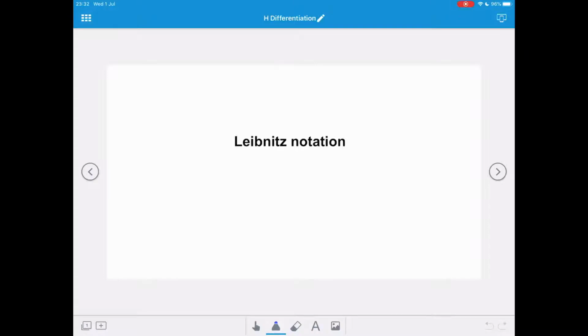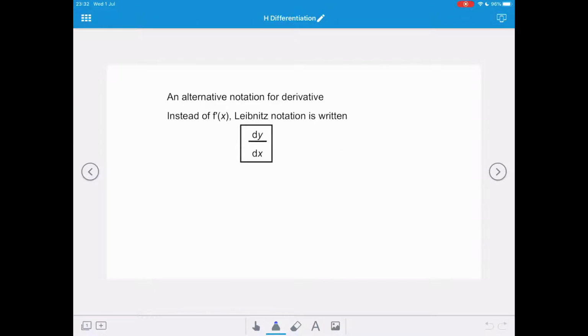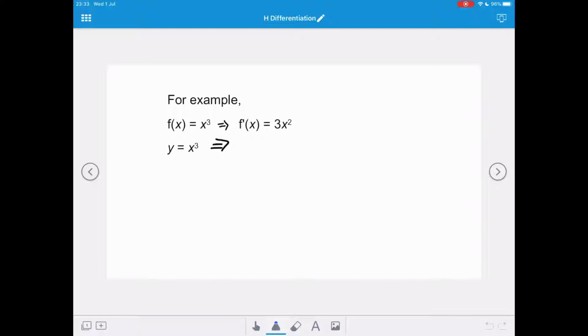So far, our differentiation videos have used functional notation. In this one, we're going to look at Leibniz notation. So an alternative notation for the derivative, instead of f dash x in functional notation, Leibniz notation is written as the change in y over the change in x, or dy by dx. So for example, f of x equals x cubed differentiates to f dash x equals 3x squared in functional notation. If we have y equals x cubed, it's going to differentiate to dy by dx equals 3x squared.